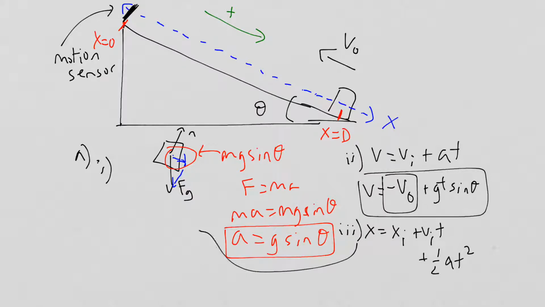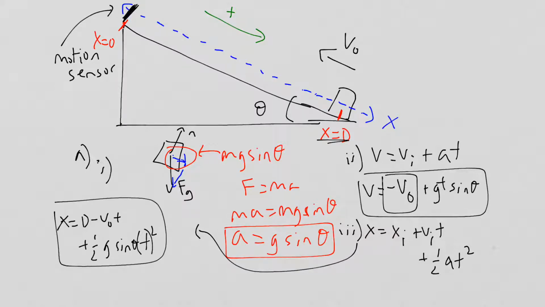And so really, all we do is we plug in what we know into that. Well, our initial position is given. It's, right, x equals d. So x equals d, v initial, still negative, minus v initial t, plus 1/2 g sine theta t squared. And that's it. Right? That answers part A. It should be very fast. The key is recognize the forces from the free body diagram, then you have the acceleration, and then kinematics does the rest.